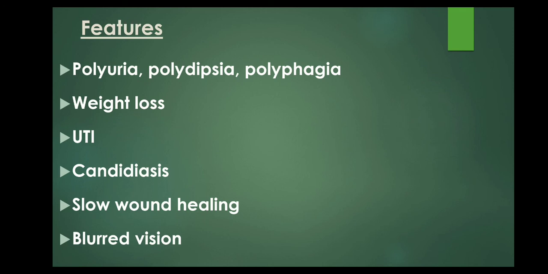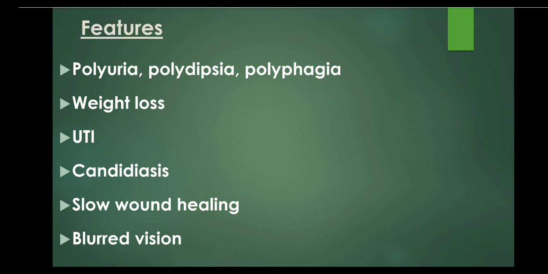Because of the sugar in the urine, they can develop urinary tract infections, and yeast loves this sugar. So vaginal candidiasis is very common, and wound healing will be very slow. It can also affect vision. So these are the important features to be remembered about diabetes.